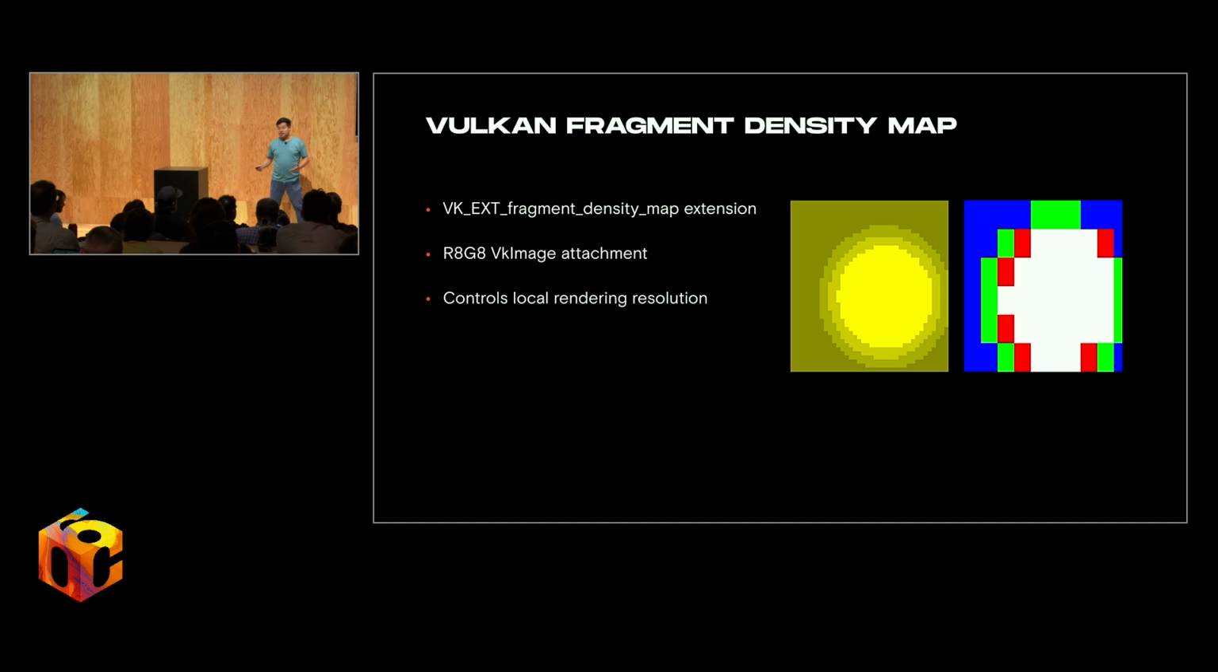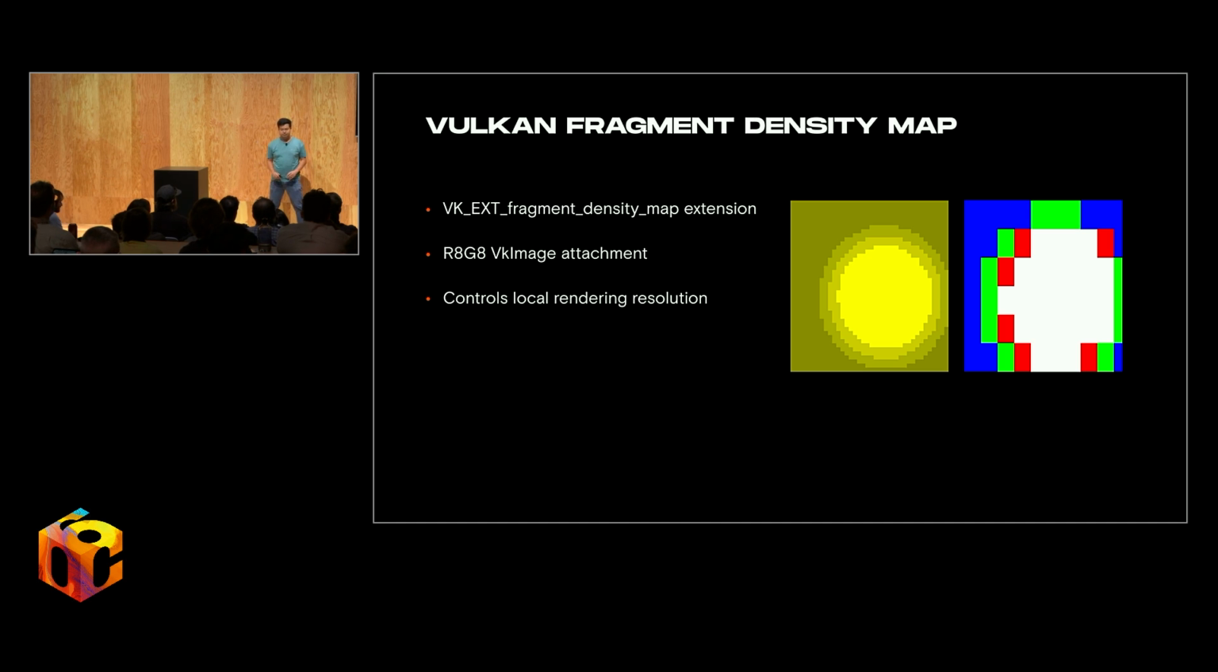The attachment is an R8G8 image that you can see here, which is mapped to specific areas on other attachments. And this controls the local rendering resolution of each of the areas, with the R value defining the horizontal resolution and the G value defining the vertical. Now, the rendering resolution is proportional to the color values, with 255 indicating the full resolution, 127 indicating half resolution, and so on.